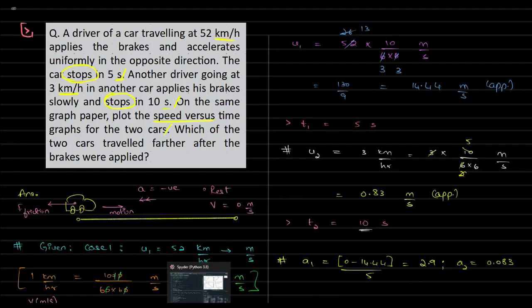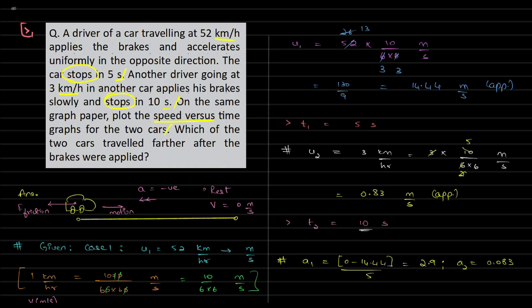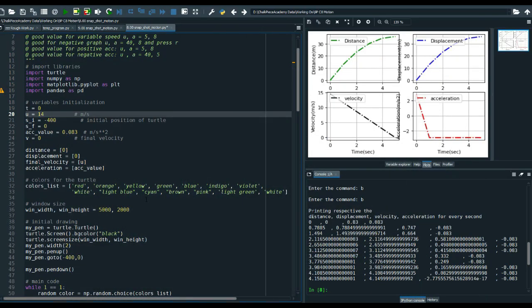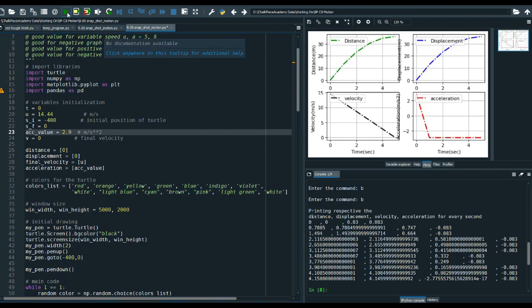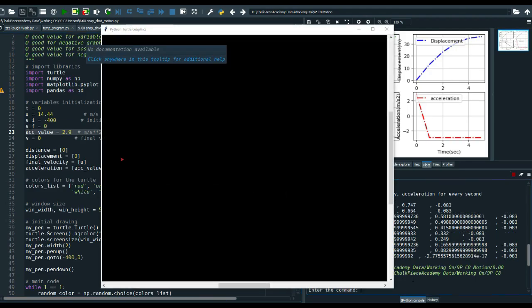Okay, then we have to go to the plot, the program. We have to change the initial velocity, acceleration and all of that. So initial velocity is 14.44 and your acceleration happens to be 2.9, and that's it. Everything else is okay. You need not type negative. The program handles the braking part. So you just have to type in brake.